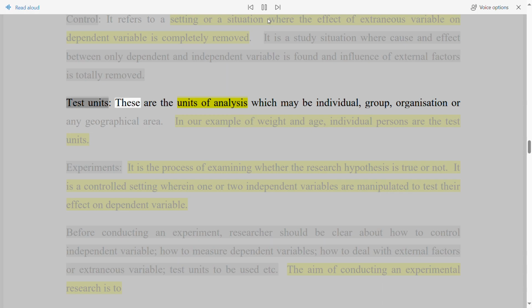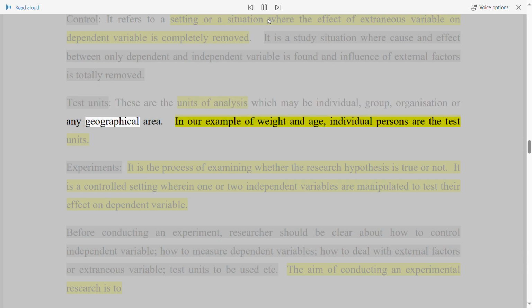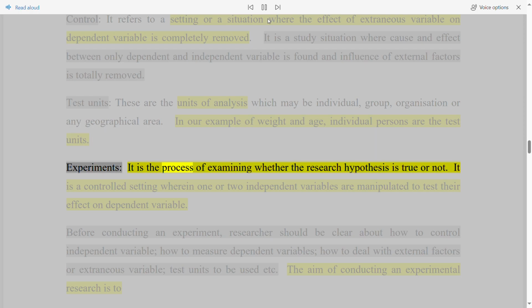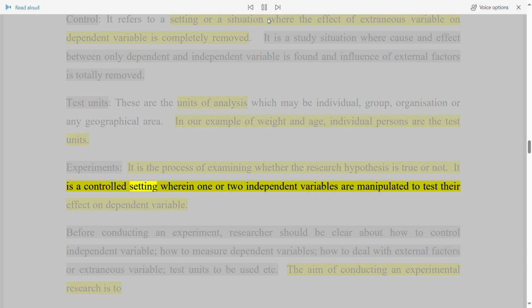Test units. These are the units of analysis which may be an individual, group, organization or any geographical area. In our example of weight and age, individual persons are the test units. Experiments. It is the process of examining whether the research hypothesis is true or not. It is a controlled setting wherein one or two independent variables are manipulated to test their effect on the dependent variable.